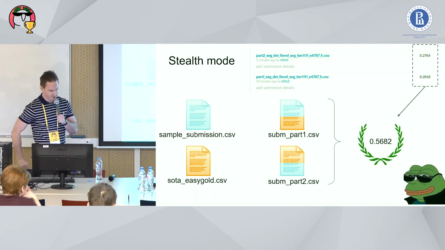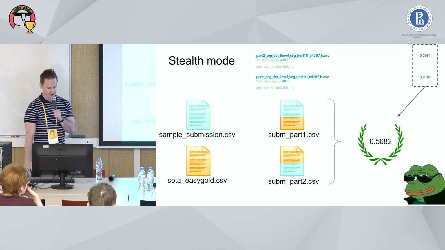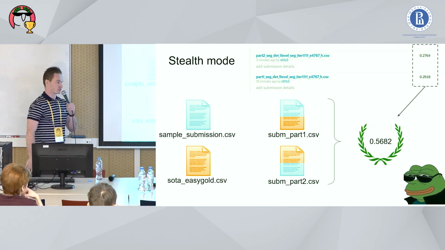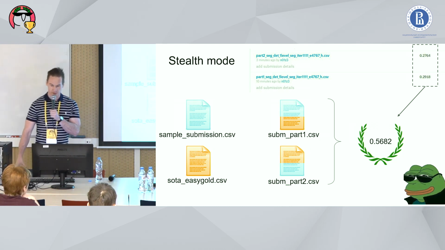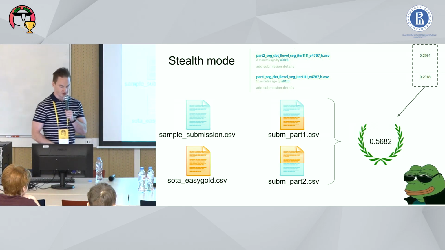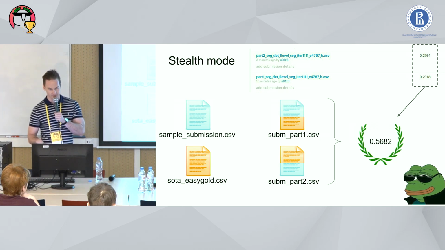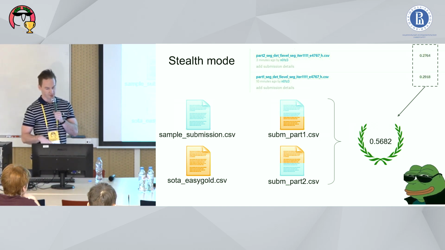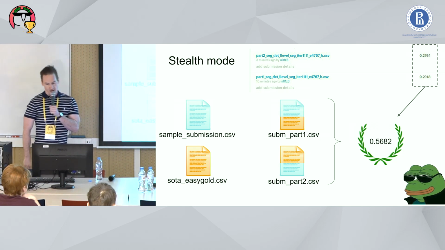The second part is about the stealth mode. Actually, I achieved a model very close to the best performance in the middle of the competition, and I would like not to show my score to other teams. So this is the procedure. I just take the sample submission and my very best submission, split it in half, and send these two parts separately to the leaderboard.